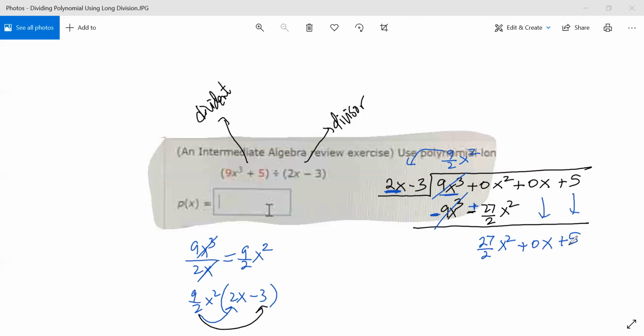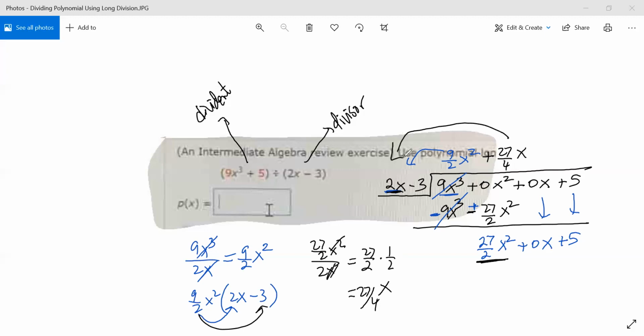Okay, and then continue. So divide this term by 2x. So it's 27 over 2 x squared divided by 2x. X will cancel out, so this will be 27 over 2 times a half. That will go here, so 27 over 4x, right? Because x squared canceled with x, we have x left. So that will be this, and then multiply this with the divisor. So 27 over 4x multiplied with 2x minus 3.